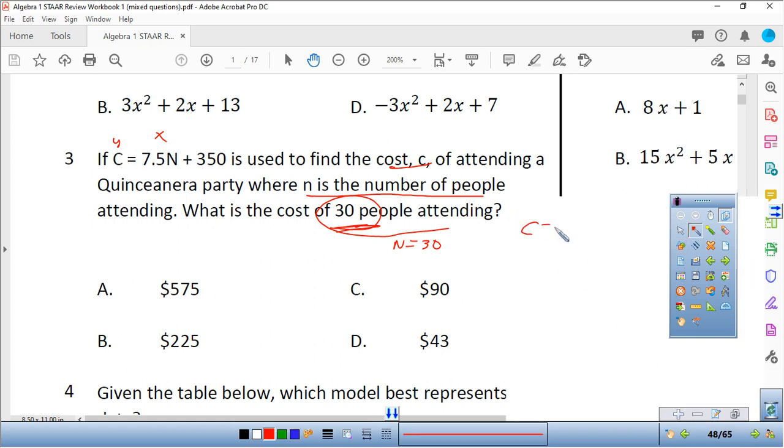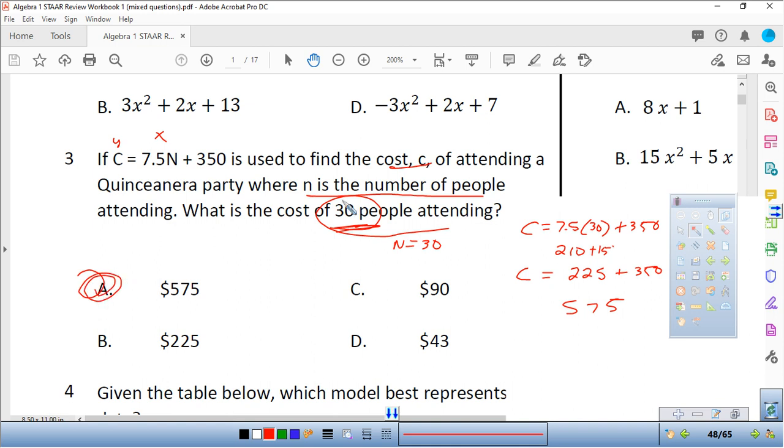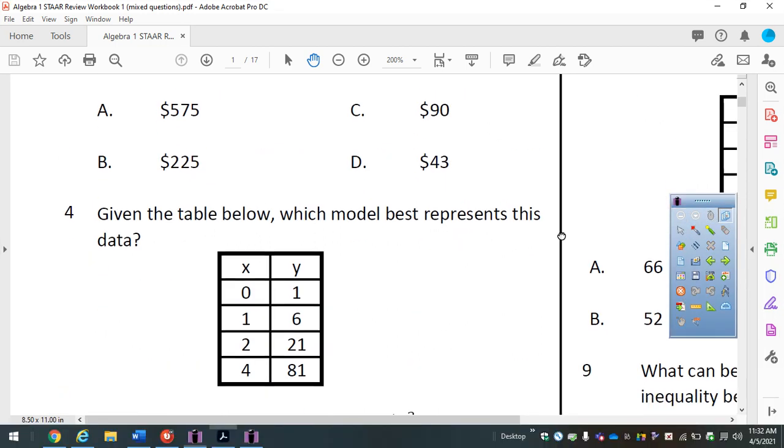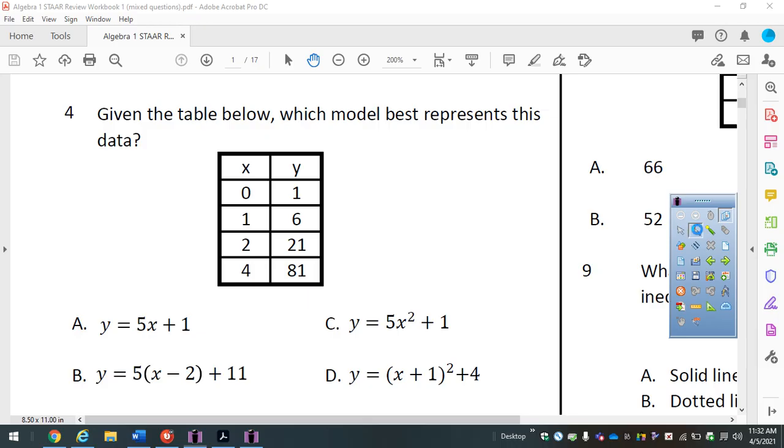We get C is equal to 7.5 times 30 plus 350. That's 210 plus half of that, 15, so 225, plus 350. C is equal to 575. Not too bad. I'm going to do this much.